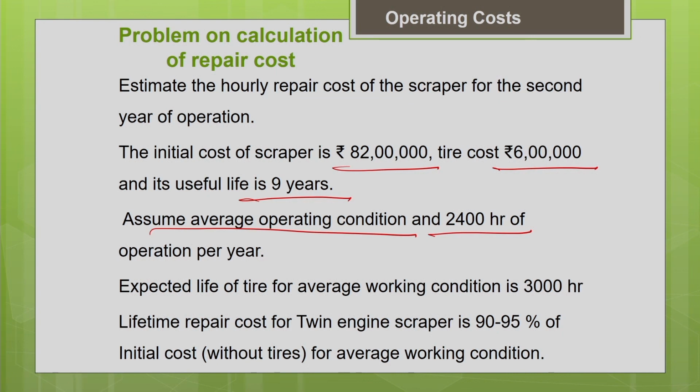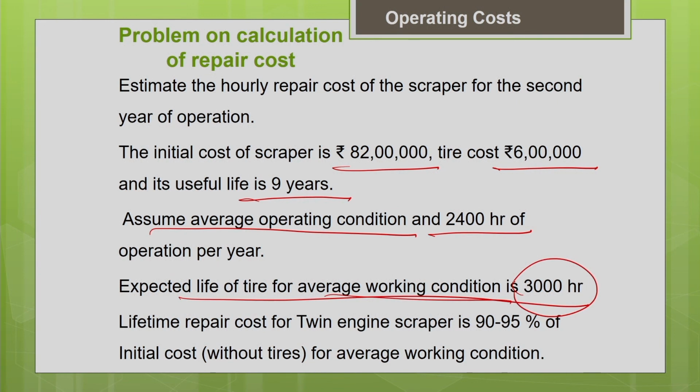Expected life of the tire for average working condition is 3000 hours. This information also you can get from the handbook. The manufacturer can provide you the data. So, what will be the expected tire life for this working condition? You can get it from the manufacturer guideline or you can go with your past experience data. In this problem it is given to you directly.